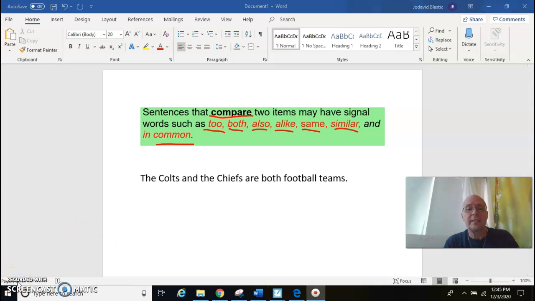Now let's take a look at this sentence here. The Colts and the Chiefs are both football teams. They are both football teams. That's your keyword right there, both. That's telling you that they are the same. They share something. They both have this one thing in common. They're football teams, right?